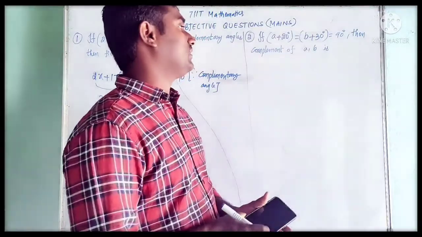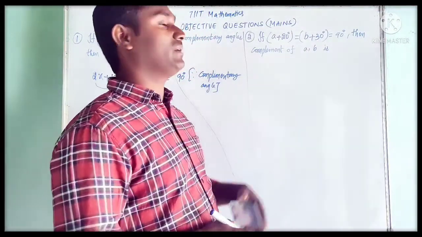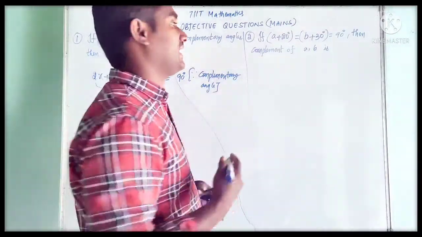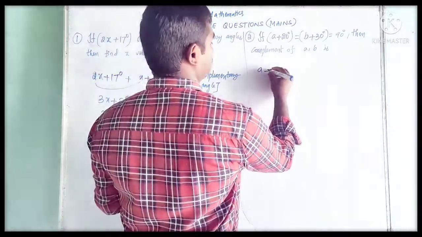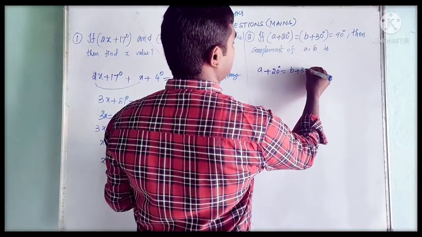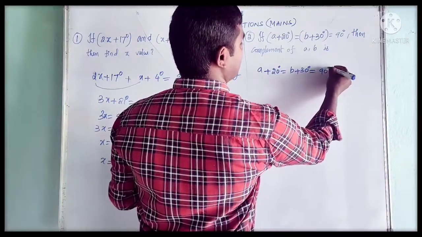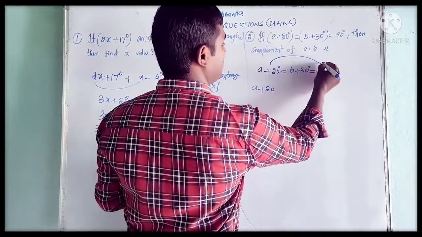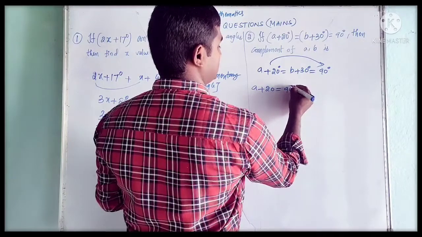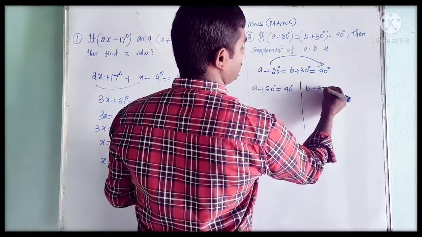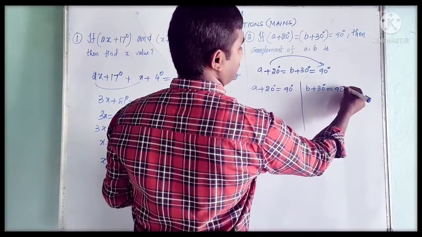Similarly, next: if a plus 20 degrees equals b plus 30 degrees equals 90 degrees, then find the complements of a and b. From the given question we can write a plus 20 degrees equals 90 degrees, and b plus 30 degrees equals 90 degrees.